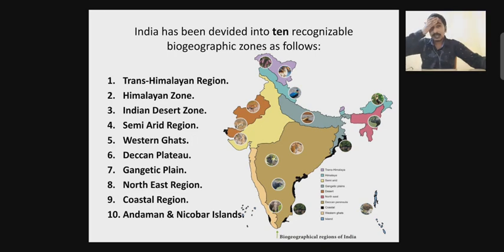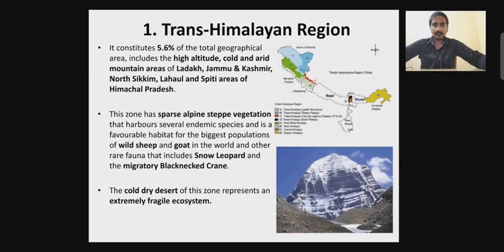The first one is the Trans-Himalayan region, then comes your Himalayan zone, Indian desert zone, semi-arid zone, Western Ghats, Deccan Plateau, Gangetic Plain, Northeast region, coastal region, and Andaman and Nicobar Islands. So here the various biogeographic zones are marked in the map. So first is your Trans-Himalayan region. It constitutes 5.6% of the total geographic area, and mostly it includes the high altitude, cold and arid mountain areas of Ladakh, Jammu and Kashmir, North Sikkim, Lahaul, and Spiti areas of Himachal Pradesh.